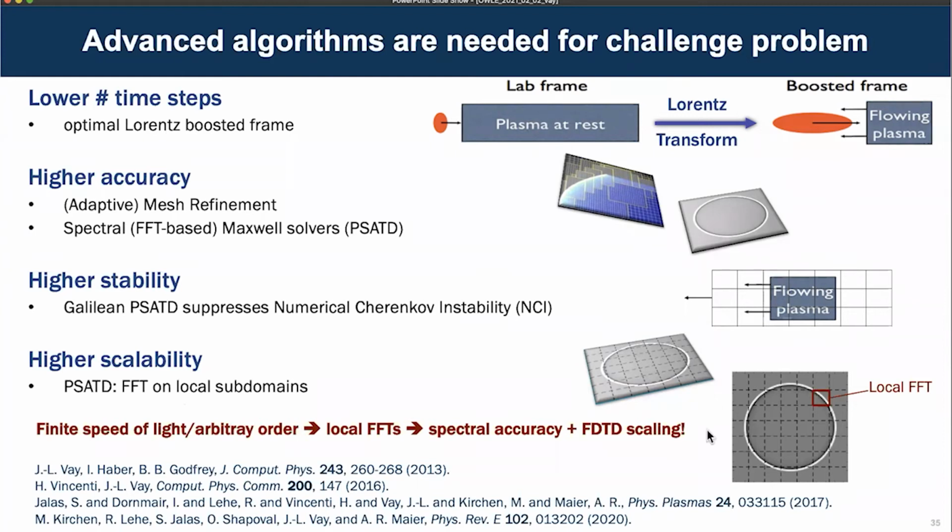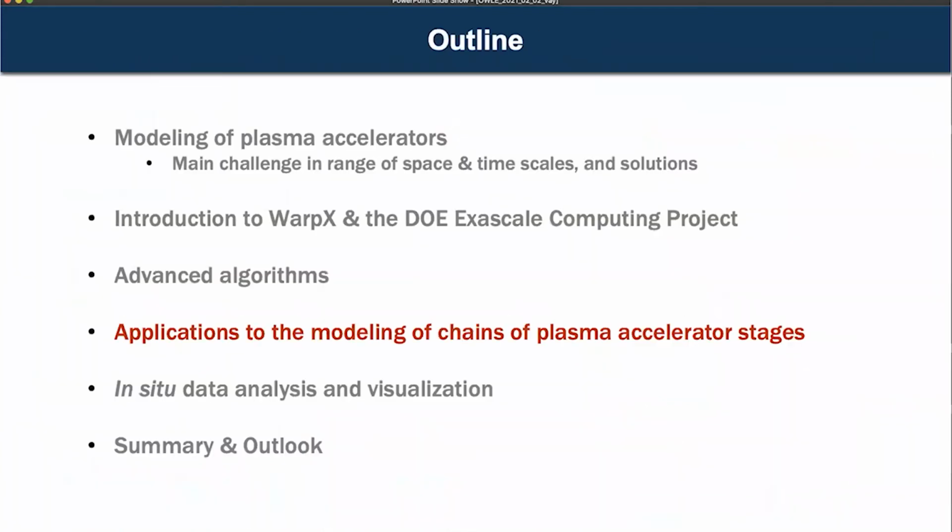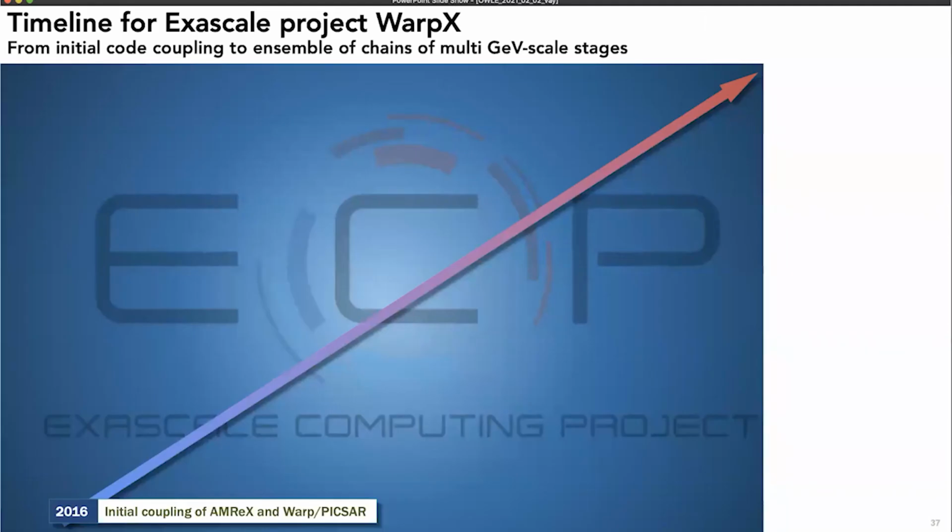Then we can actually use domain decomposition just as with finite difference solvers and do only local FFTs in each of the subdomains for parallel simulation. And that's how we get spectral accuracy, but still scaling that is similar to finite difference. So I'll show some applications of the code and this method to the modeling of chains of plasma accelerator stages.